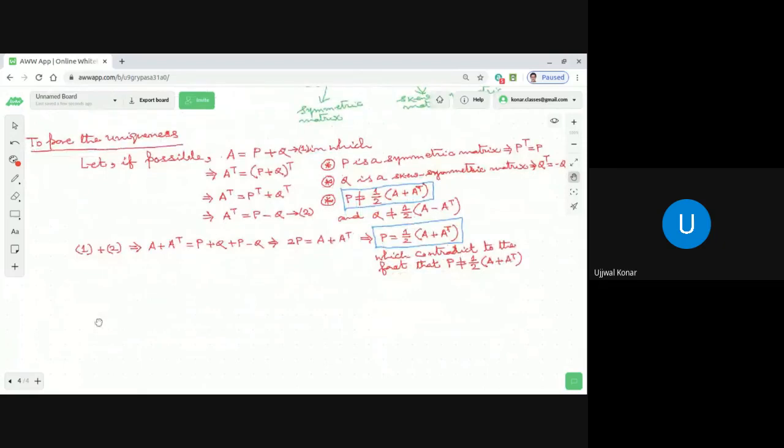if we take equation 1 minus equation 2, that implies A minus A transpose is equal to P plus Q minus of P minus Q. Now if you simplify, dear students, what do we get? 2Q is equal to A minus A transpose. That implies Q is equal to half of A minus A transpose. That again contradicts our assumption that Q is not equal to half of A minus A transpose. That was our assumption, no?